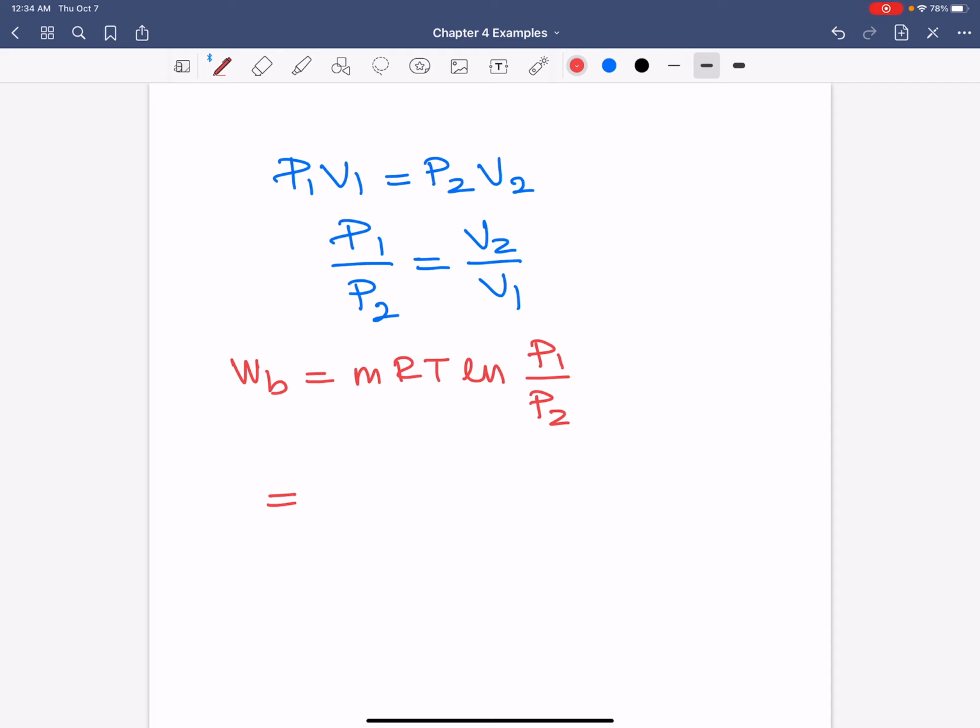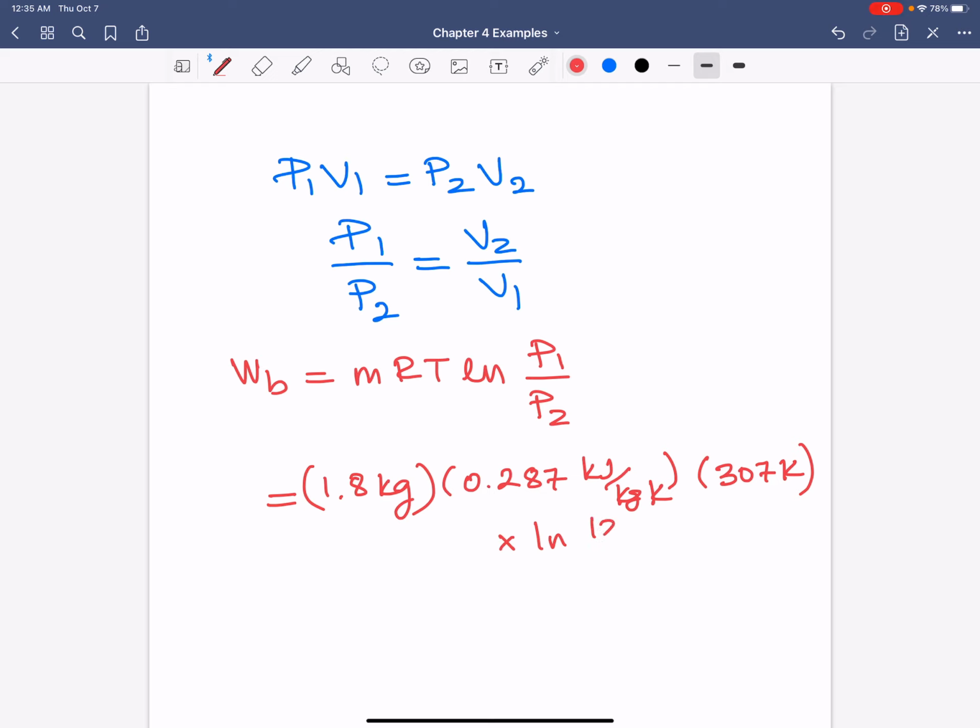Here the mass is 1.8 kilograms, R is 0.287 kilojoule per kilogram Kelvin, and the temperature, in terms of Kelvins, is 307 Kelvin. Continuing, this equation is times ln of P1, 120 kilopascal, over 600 kilopascal. So this should give you the boundary work to be minus 255 kilojoules.